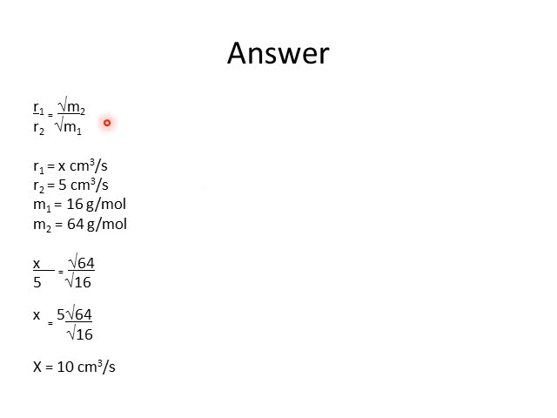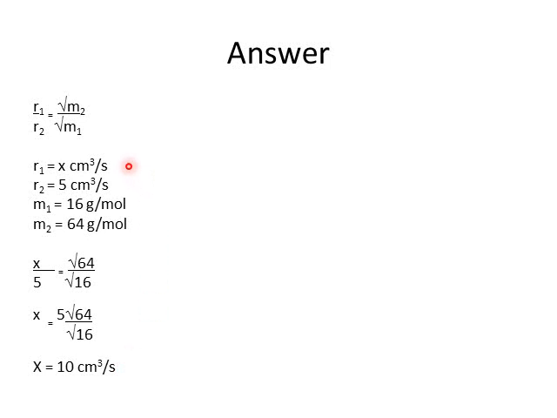So here is the calculation breakdown for that problem. The equation you should have chosen was rate 1 divided by rate 2 is equal to the square root of the molecular mass 2 divided by the square root of the molecular mass of 1. If you didn't get the answer of x is equal to 10 centimeters cubed per second, I would suggest you go back and have a look at your pairing.